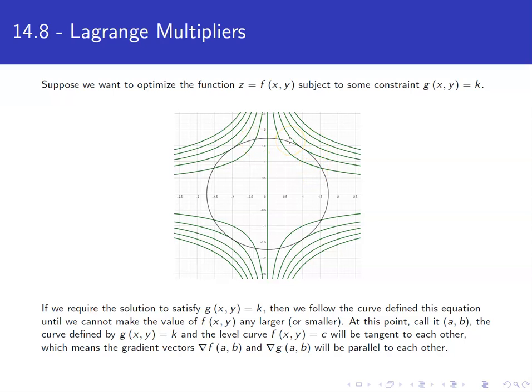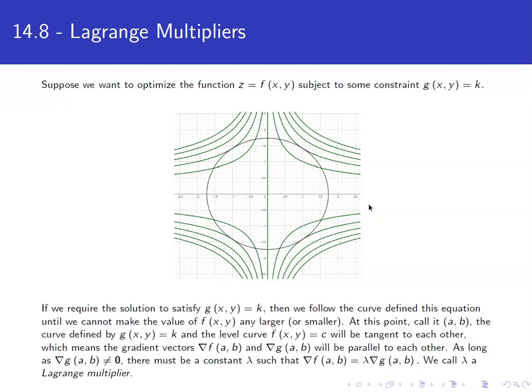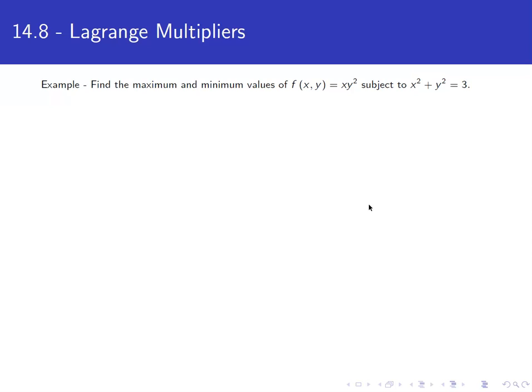All right. Well, since these two things are tangent to each other, that means their gradient vectors have to be parallel to each other, or scalar multiples of each other. So as long as the gradient for the constraint equation is not equal to 0, there must be some constant lambda such that the gradient of f is equal to lambda times the gradient of g. And it's this value of lambda that we refer to as a Lagrange multiplier. Let's see if we can put this into practice with an example.